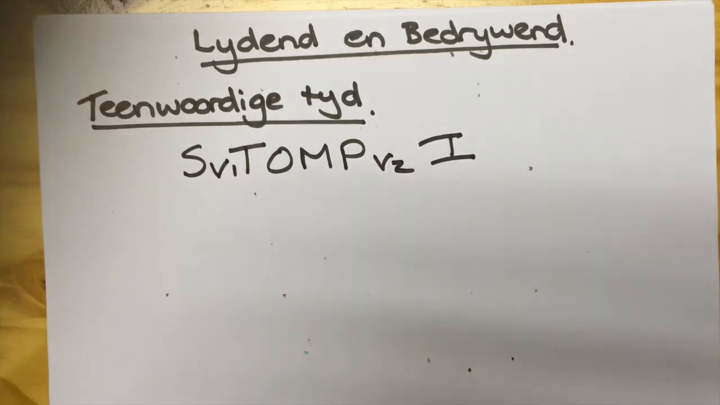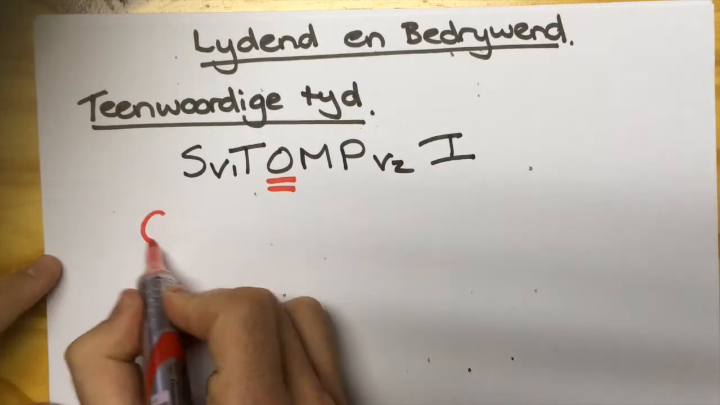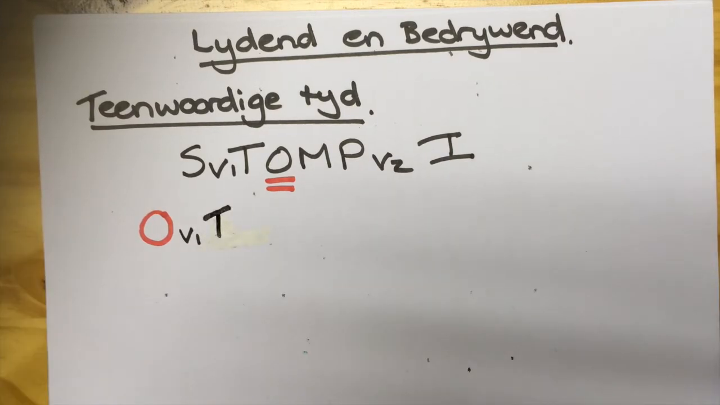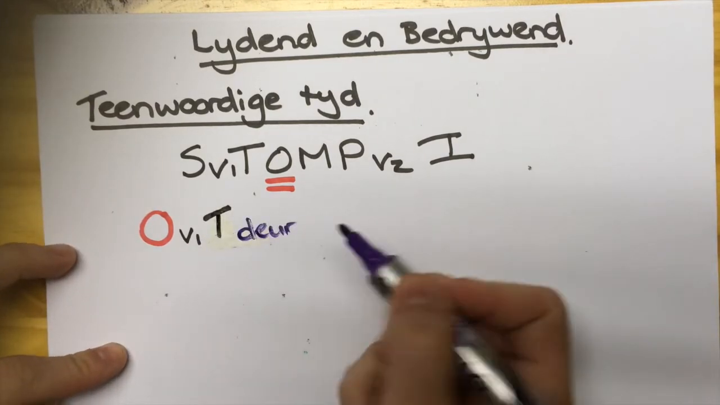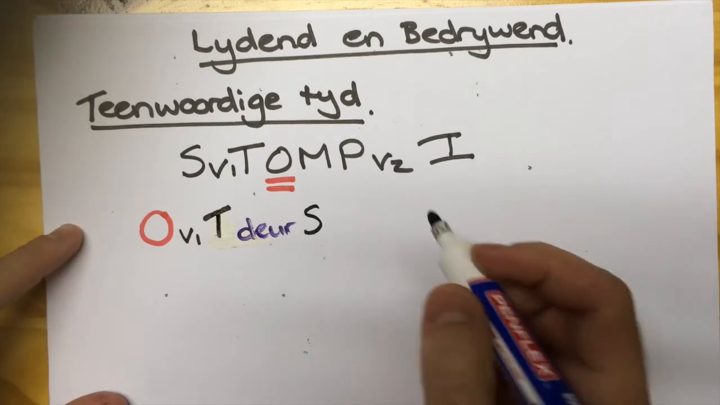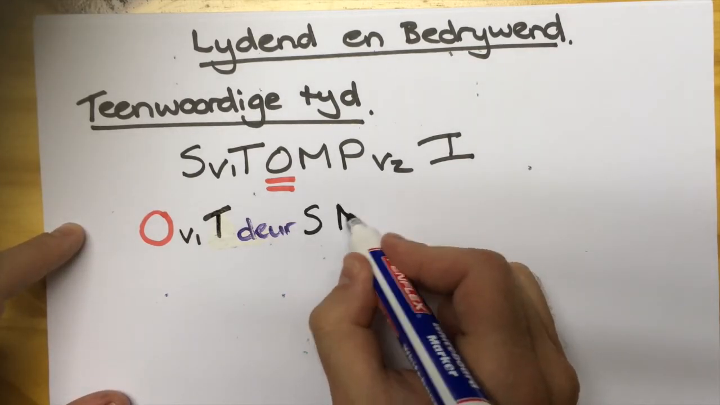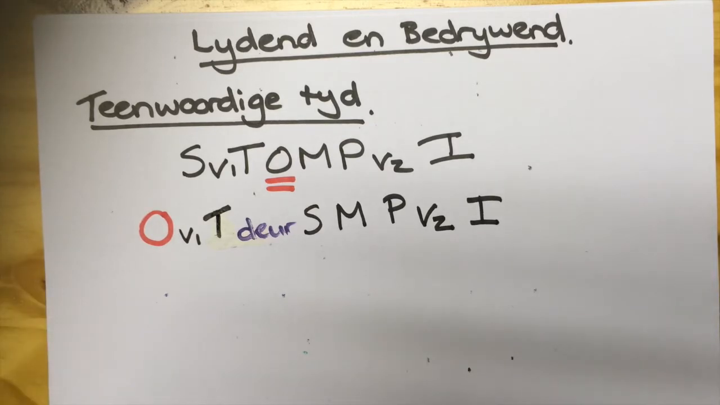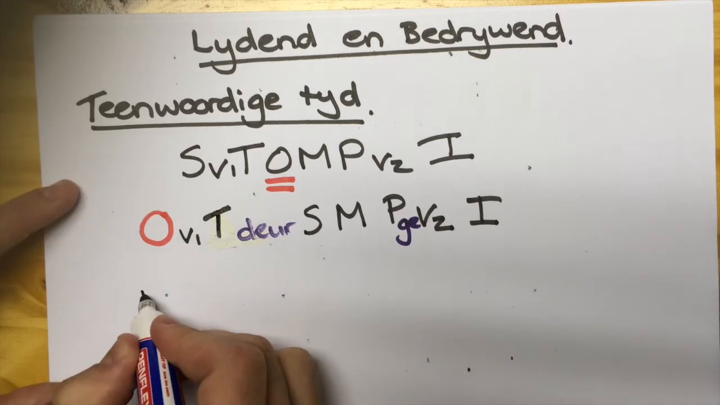We start with the object. So it would be object, verb 1, time. Then we add the word duur. Then we put our subject down, manner, place, verb 2, and then infinitive. What's important to notice here is to give the verb 2 a g.